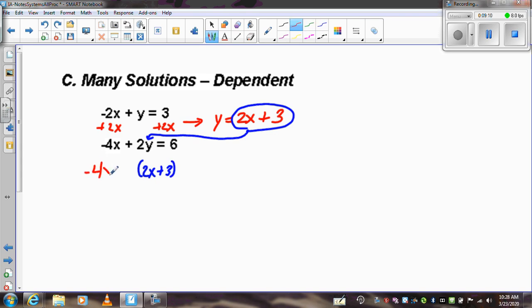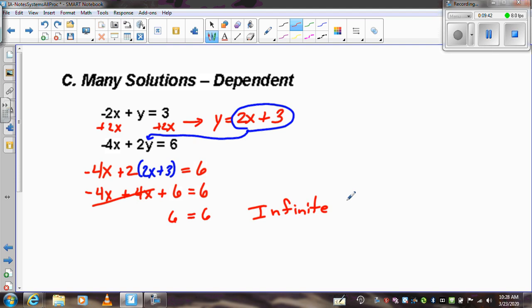So I have negative 4x plus 2 times (2x plus 3) equals 6. Let's use our distributive property here. And these two total 0. So we end up with 6 equals 6. Well, when does 6 equal 6? Always. That's always true. So this is an example of infinite solutions.